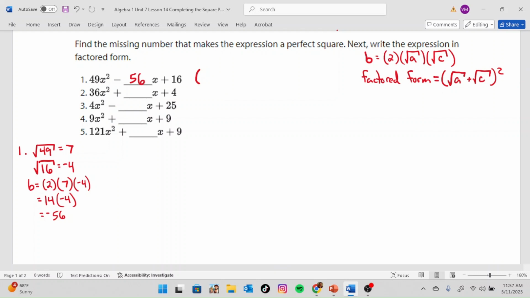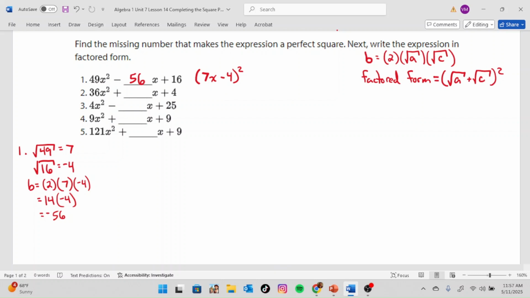So we said that the square root of 49 was 7. So that's going to be 7x. And we said that the square root of 16 was going to be -4. So this is 7x minus 4, squared.